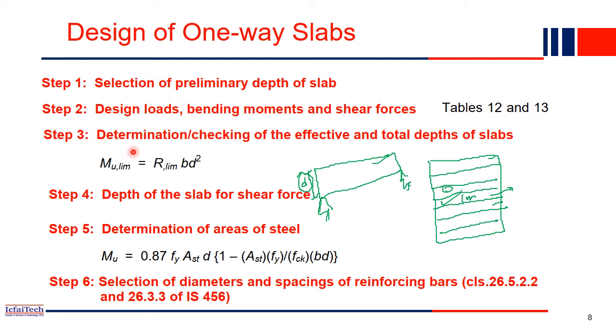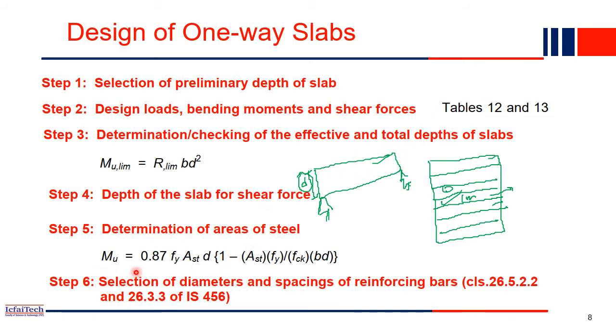Now if step 3 is satisfied, then we go to step 4, depth of slab for shear force. We have to check that the shear force applied to the slab is sufficient, meaning whether the concrete slab we provided is sufficient to take care of the shear forces or not. If it is not sufficient, then we have to increase D again. That is step 4. And step 5 is determination of area of steel, which we have to compute because we have to provide the reinforcement, right? Tension reinforcement at the bottom, compression reinforcement at the top, the same thing we did in the beam design.